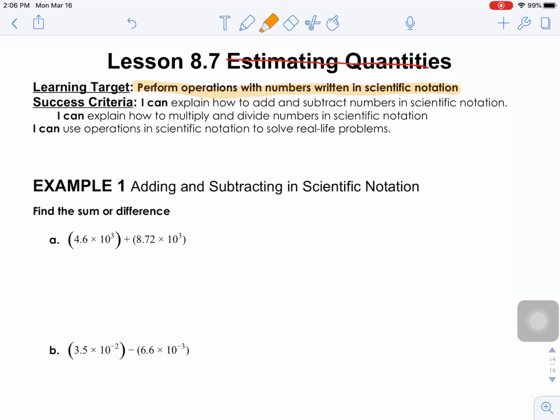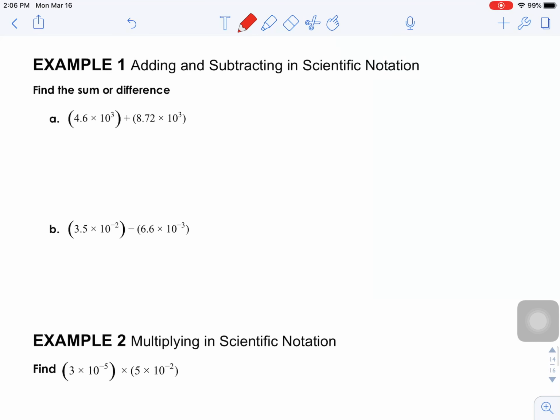All right, so our success criteria: I can explain how to add and subtract numbers in scientific notation. I can explain how to multiply and divide numbers in scientific notation. And of course, I can use operations in scientific notation to solve real life problems. So let's look at our first examples here with adding and subtracting.